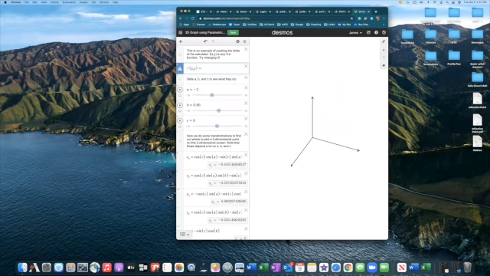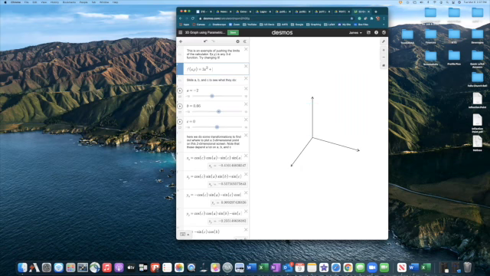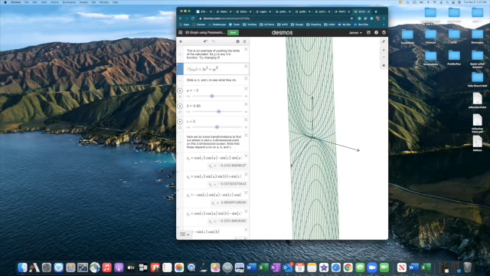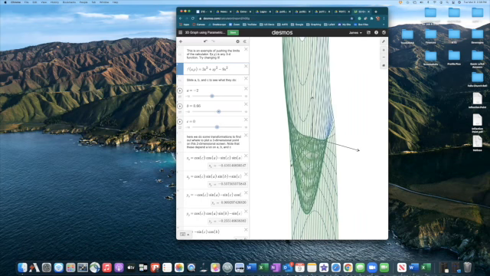I've got 3x cubed plus xy squared minus 9x squared minus y squared.